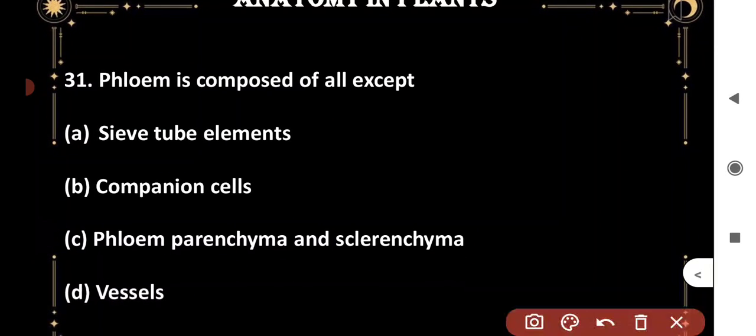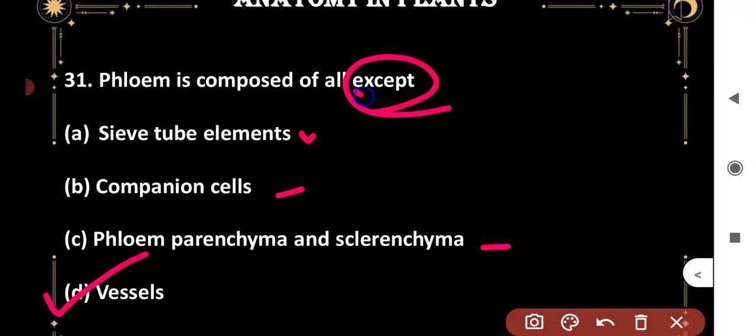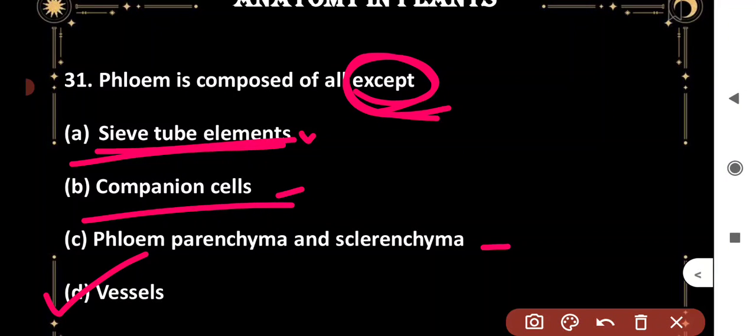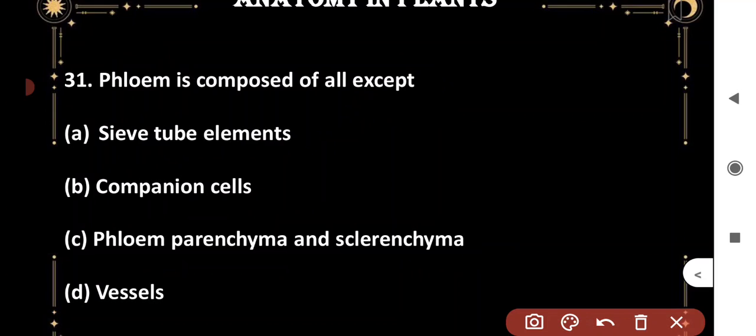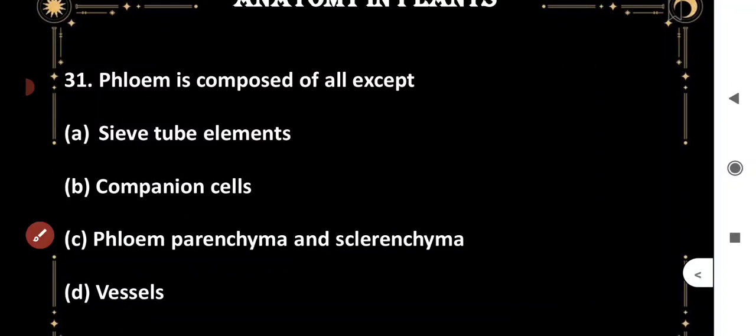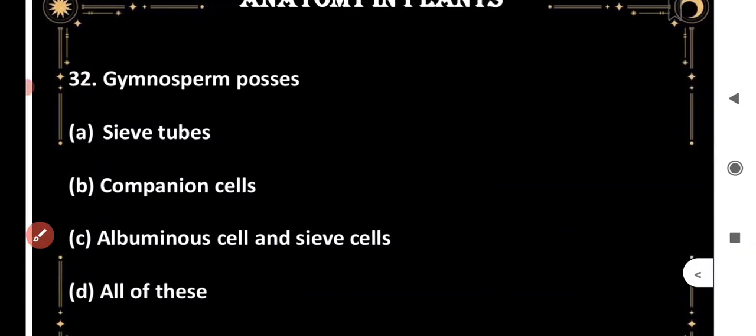Next question. Phloem is composed of all except: sieve tube elements, companion cells, phloem parenchyma, sclerenchyma, vessels. Did you hear about phloem vessels? We heard of xylem vessels, but not phloem vessels. So D is the correct option. It is asking except. Sieve tube elements, companion cells, phloem parenchyma and sclerenchyma are all components of phloem. Xylem has xylem parenchyma, xylem vessels, xylem fibers, and tracheids. So phloem does not have any vessel. Let's see the next question.